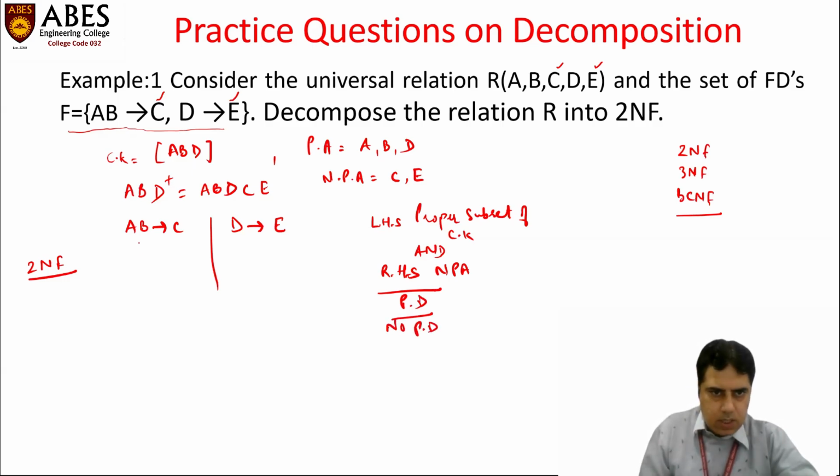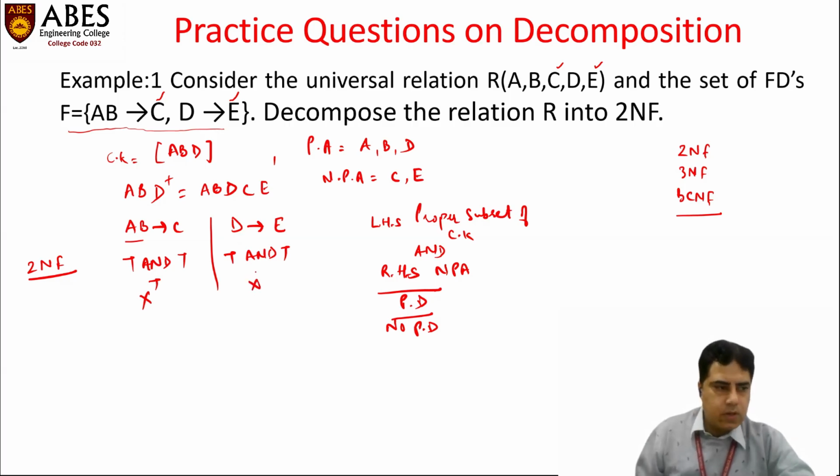Now check for this. AB is a proper subset of the candidate key, true, and C is a non-prime attribute, true. So the output is true, which means partial dependency exists. So this is not in 2NF. Now check for this one: D is a proper subset of A, B, D, yes, true, and E is a non-prime attribute, true. So this is also not in 2NF. Now we have to decompose the table up to 2NF.